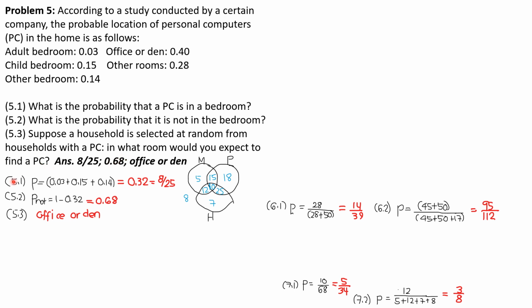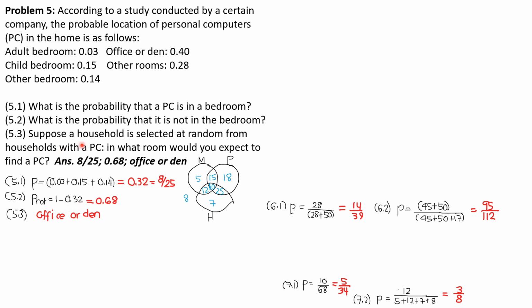So for 5.1, the probability that a PC is in the bedroom is the sum of these probabilities. So these are the probabilities that the PC will be found in the bedrooms. So 0.03 plus 0.15 plus 0.14, and that is 0.32 or 8 over 25. The probability that it is not in the bedroom is 1 minus the probability that it is in the bedroom. So 1 minus 0.32 is 0.68.